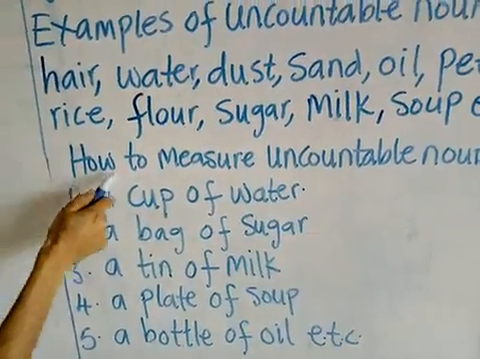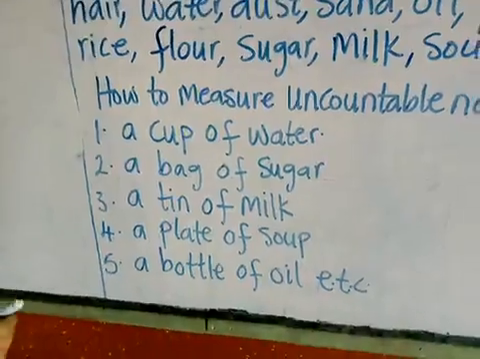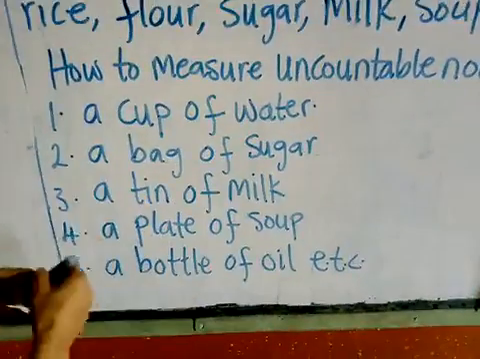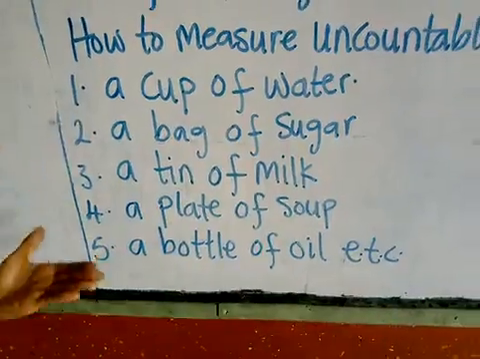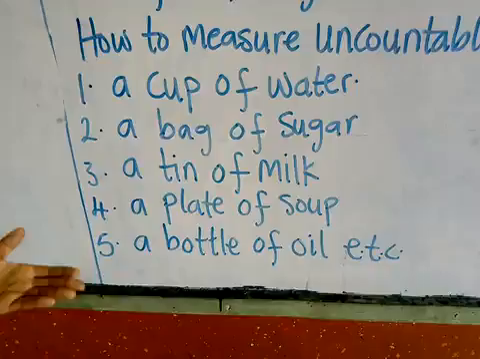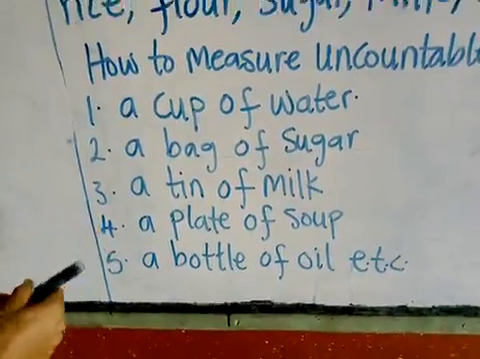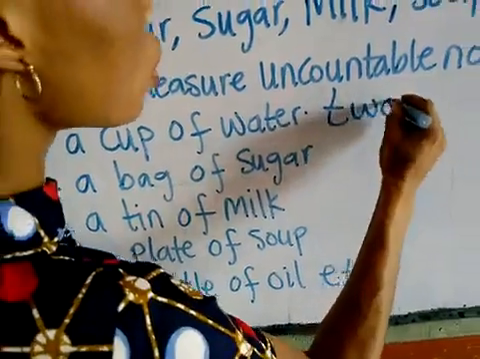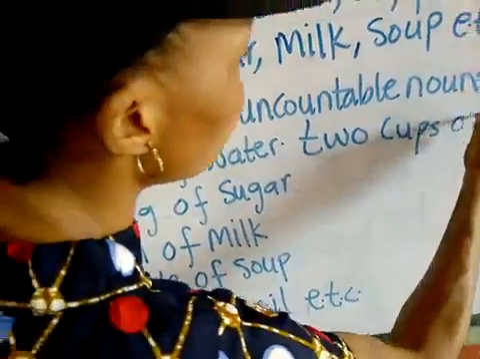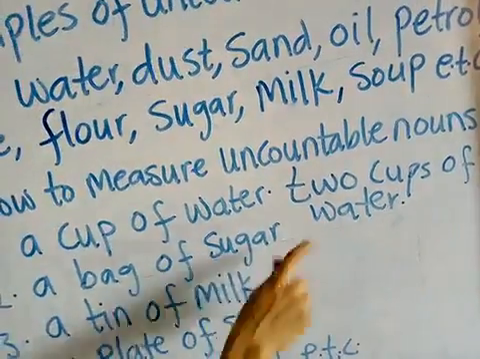Then we go down to how to measure uncountable nouns. What are those things we can use to measure uncountable nouns? Number one, a cup of water, just like I explained. You cannot say waters. You can say 2 cups of water, 3 cups of water, or 2 buckets of water, 3 buckets of water. It is from that bucket or cup that you can measure it. You can say 2 cups. Now this cup will become what? Plural of water. Alright, so that is what you can use to measure uncountable nouns.